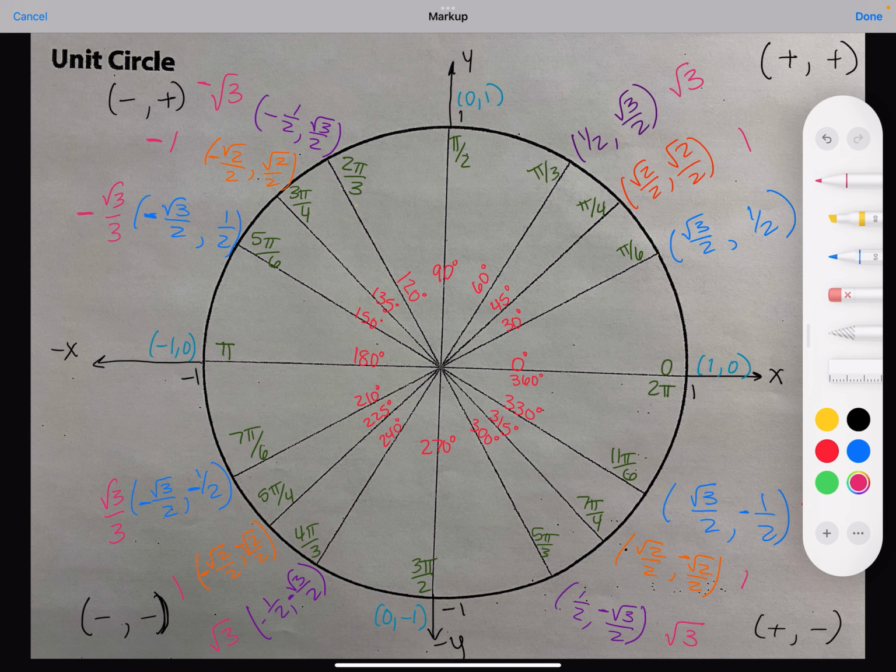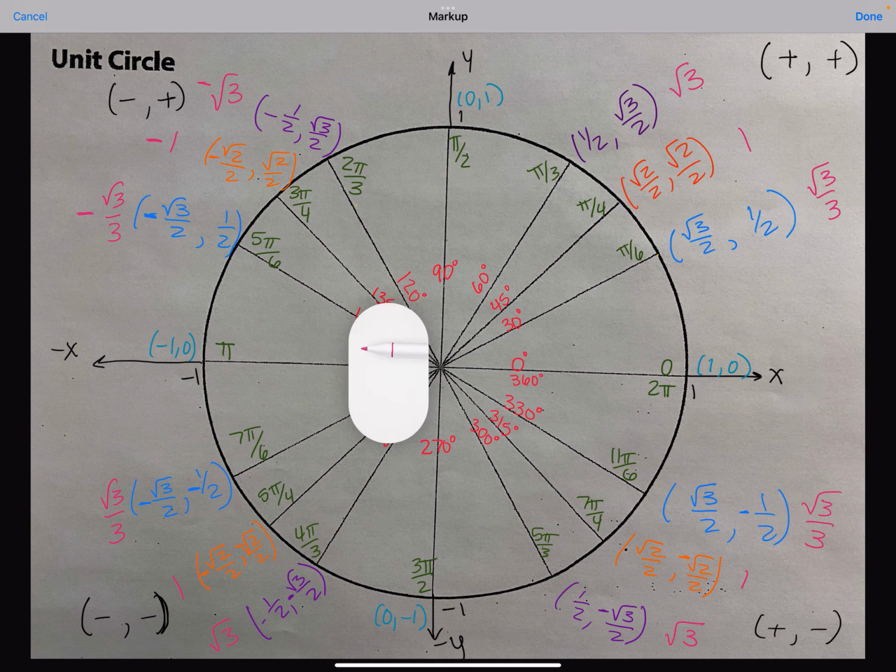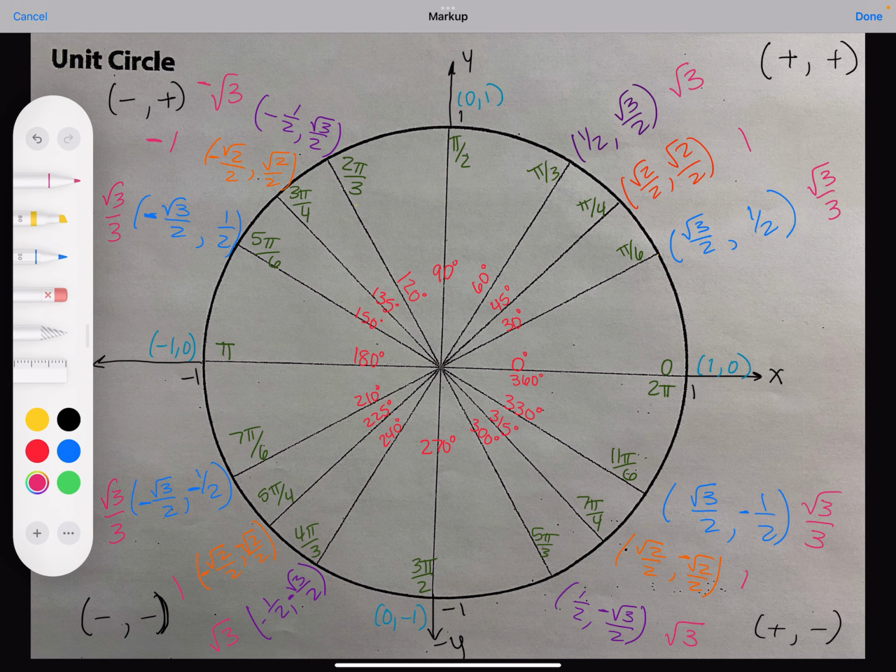I come down to the bottom. Y over x is negative over negative, meaning they're what? Positive. Those are all positive. I come over here. Negative over positive is negative. So those are all negative.